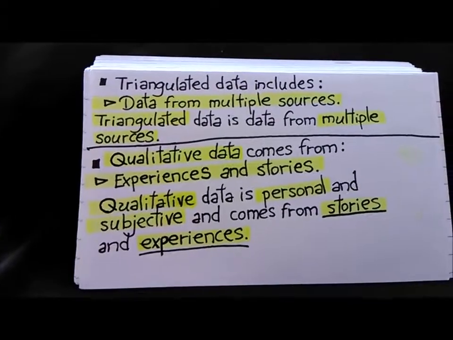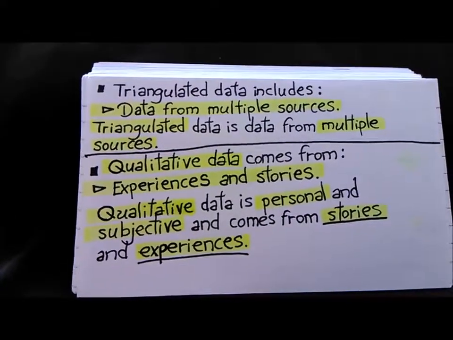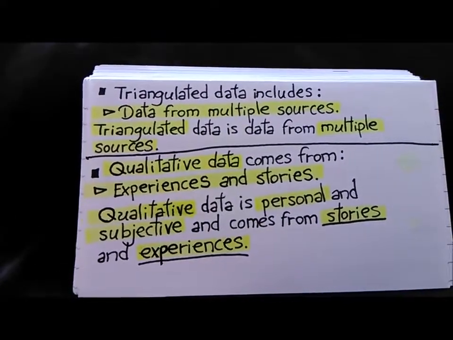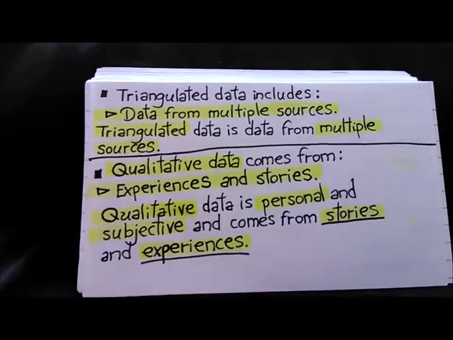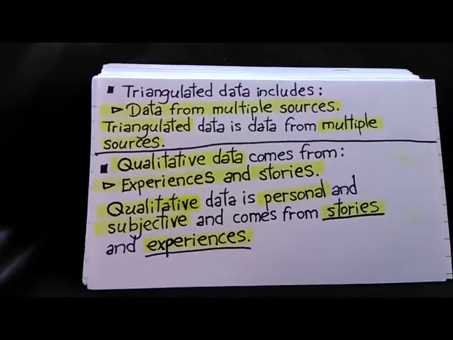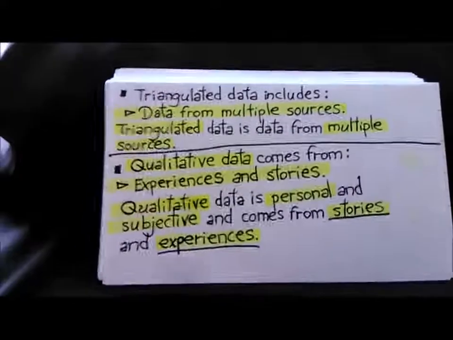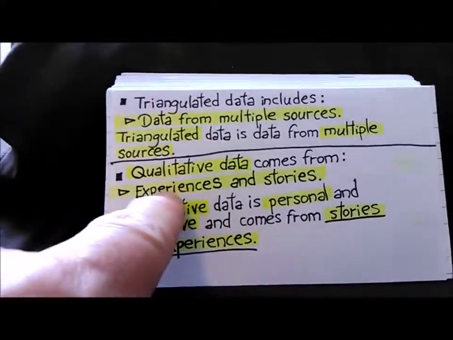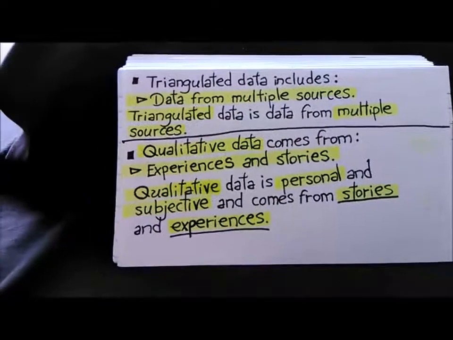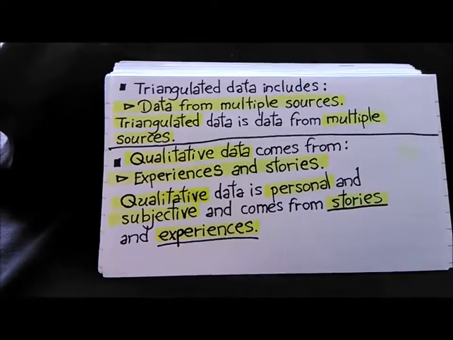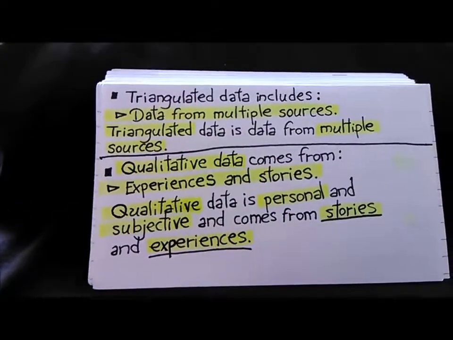Triangulated data is data from multiple sources. Qualitative data comes from experiences and stories. Quality, experience, stories. Qualitative data is personal and subjective, and it comes from stories and experiences.